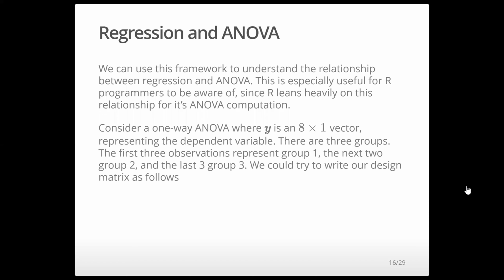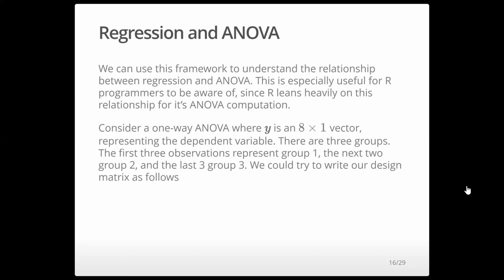So we can also use the regression framework to understand ANOVA. This is especially important if you're going to do programming in R, since R really uses this as how it computes ANOVA. So here we're going to consider a one-way ANOVA, where our response variable Y is an 8 by 1 vector. This is the dependent variable. And there are going to be 3 groups. The first three observations are group 1, the next 2 are group 2, and the last 3 are group 3.